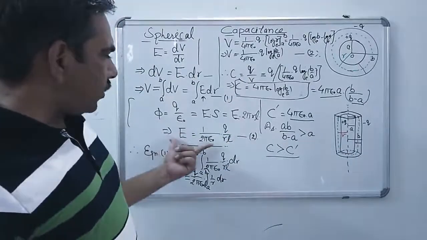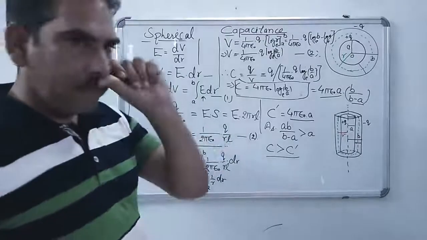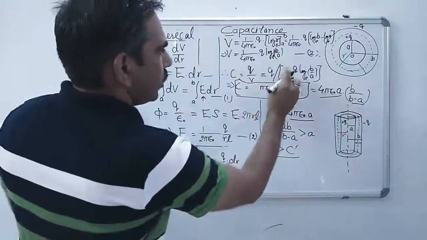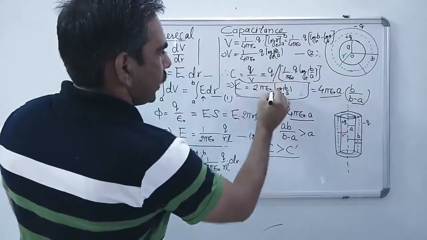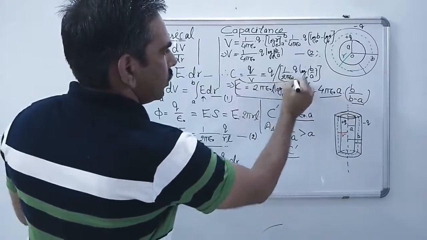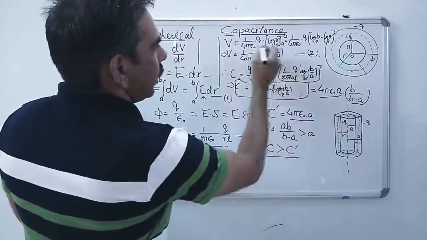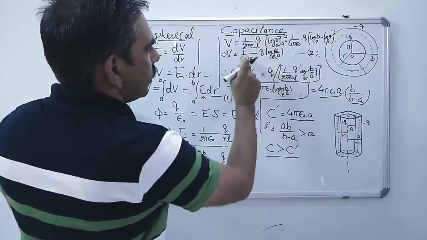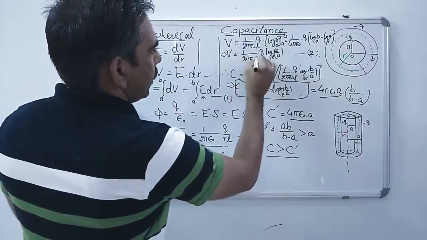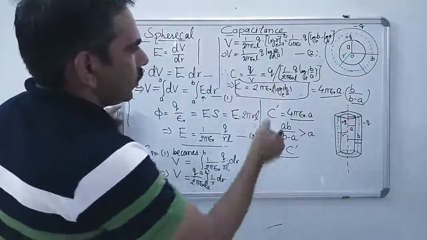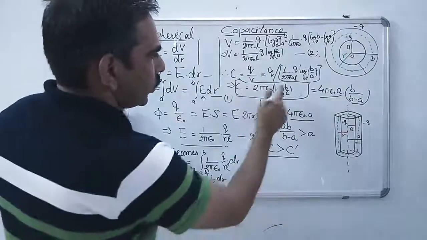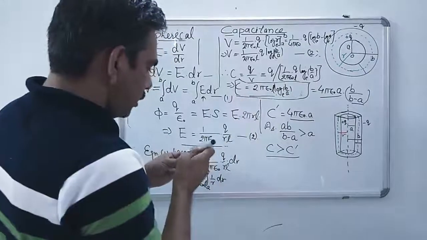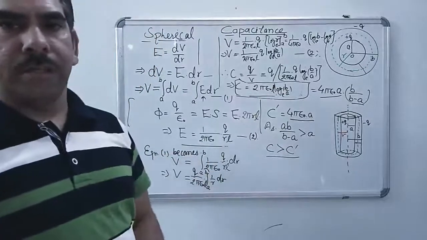For that you have to find out the electric field, which is this. Sorry, we forgot to write L here. So it is 2 pi epsilon naught L, and here also 2 pi epsilon naught into L. So, okay, this is the L.